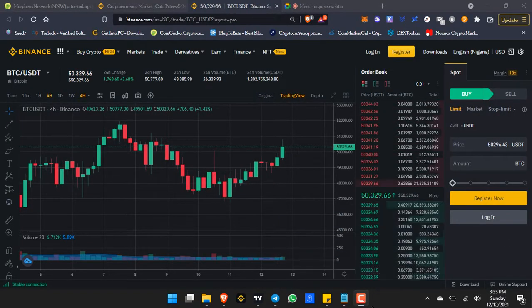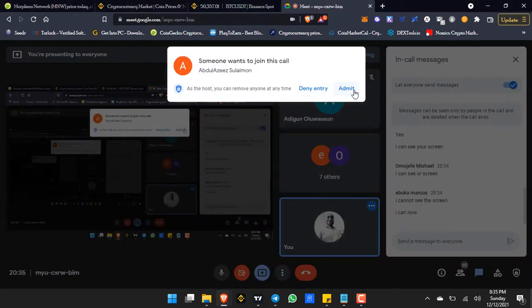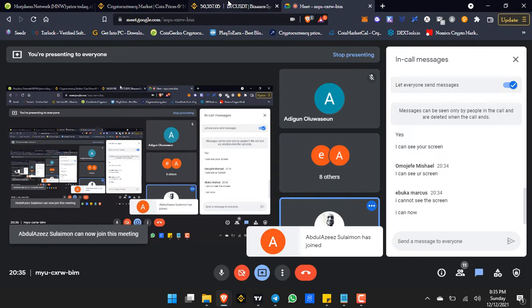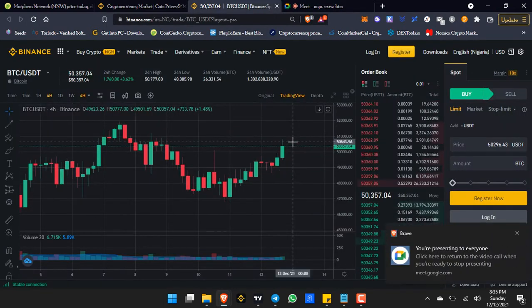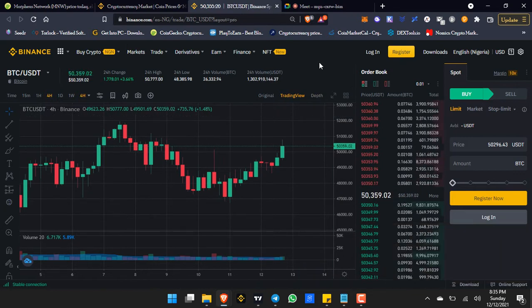Alright, so this is the Binance platform where you do your buying and selling of any crypto assets that you want to buy or sell. So I'm just going to take a bit of time to explain some of the things we are seeing here so that we don't get confused as to what is what.